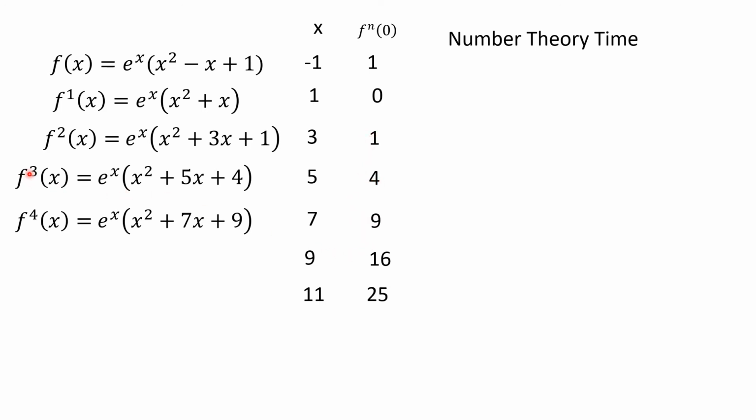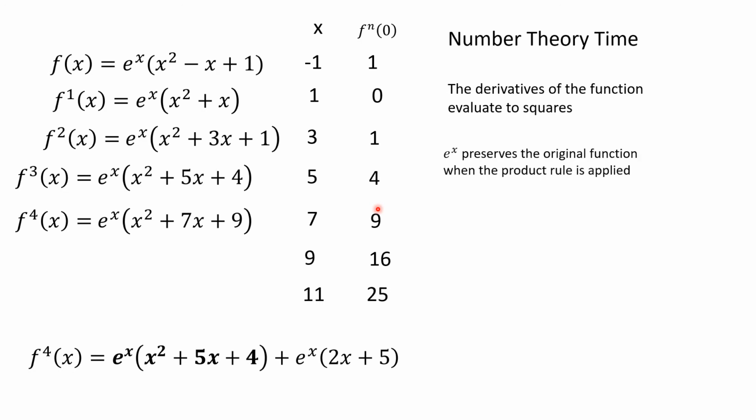So when I have 3, it's 2 squared. When I have 4, it's 3 squared. 5, 4 squared, and so on. And why is this pattern here? Well, since the derivatives are all squares, let's think about what's happening. e to the x is preserving the original function every time. So for example, when I take the fourth derivative, the derivative of e to the x is just itself.